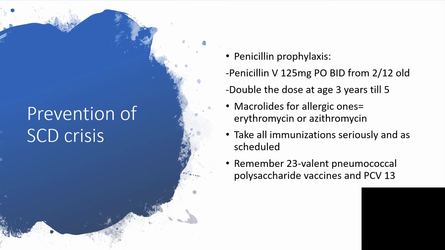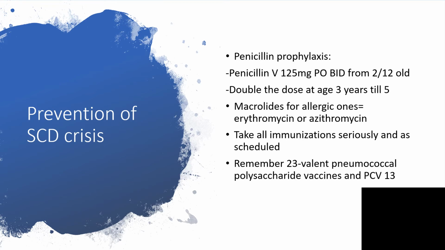Penicillin prophylaxis. Why do we do that? Now, to those who have their spleen shut down, cut off, and so on. So penicillin V, 125 mg twice daily, from age of 2 months old. You can double the dose at age of 3 to 5. Some parents will not stop after 5 years, okay? So I'm okay with that.